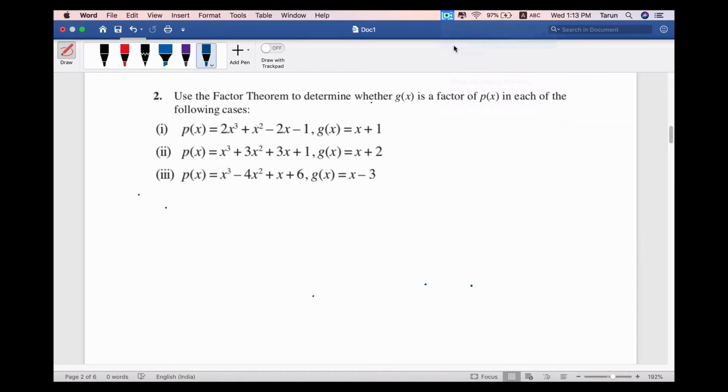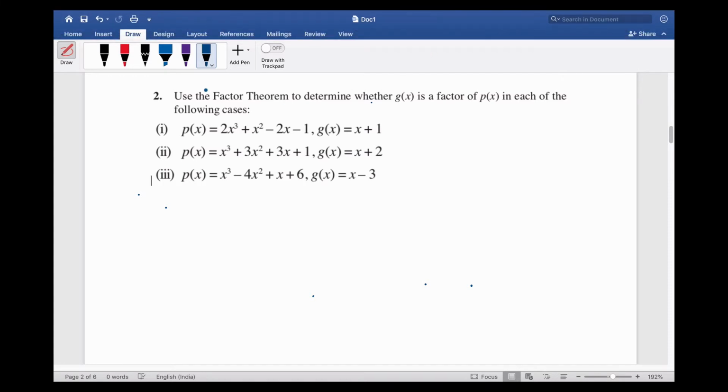Okay, so now the second question says that we have to use factor theorem to determine whether g of x is a factor of p of x in each of the following cases. So again, we will use a similar concept. We will simply write this as equal to 0 and it will give me x is equal to minus 1. When I substitute minus 1 in p of x, if the equation becomes 0, then we will say yes, g of x is a factor. Let's try the first part.